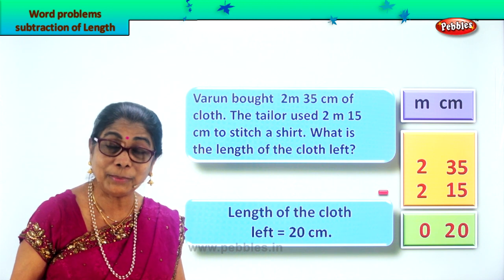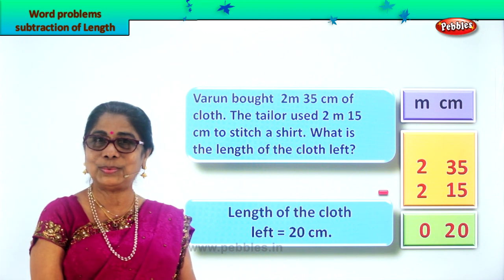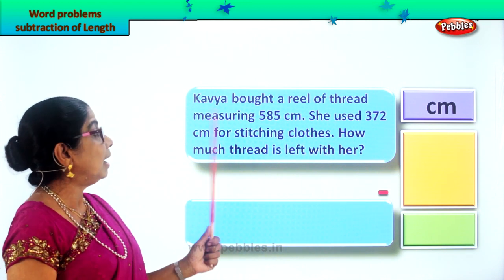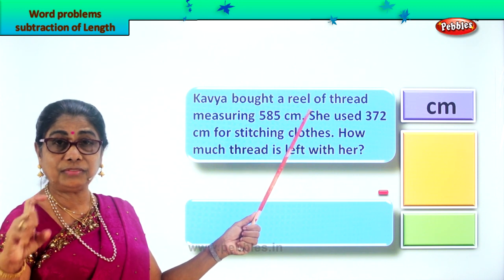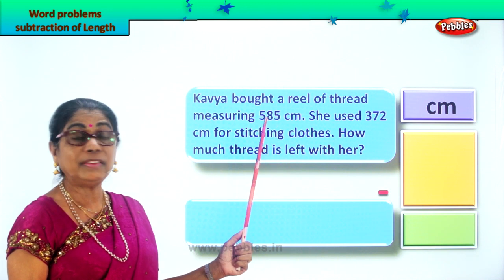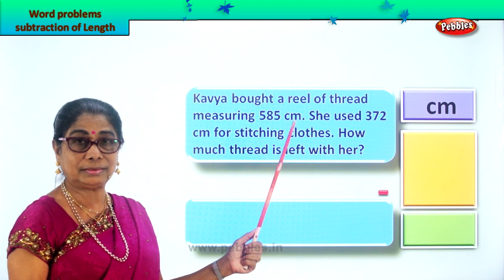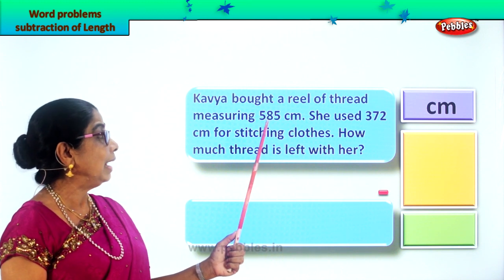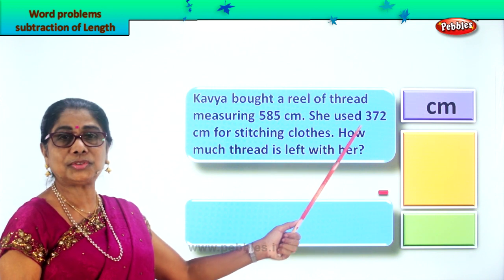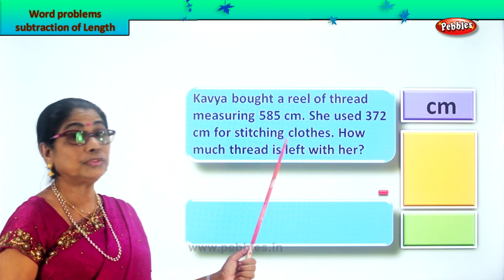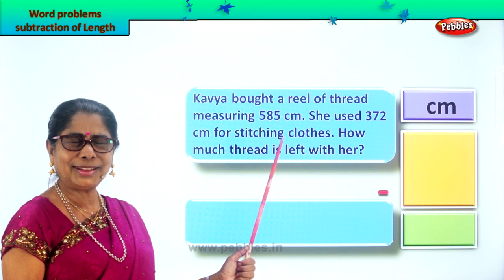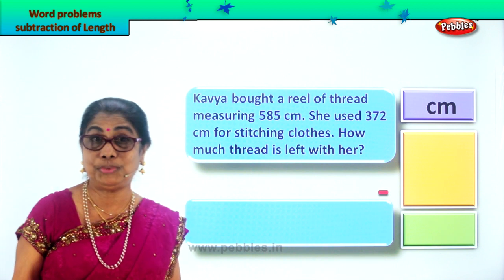Did you enjoy the word problem? Let's look at another word problem. Let's read together. Kavya bought a reel of thread. You've seen a reel of thread? A roll, yes. Kavya bought a reel of thread measuring 585 centimeters. All that 585 centimeters rolled into a reel. She used 372 centimeters for stitching clothes. That means Kavya is a tailor. She can stitch. Now the question is, how much thread is left with her now?